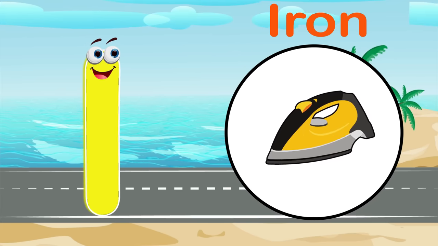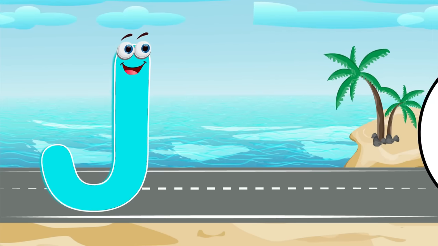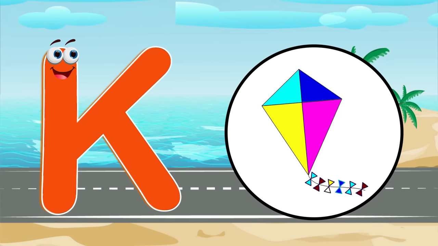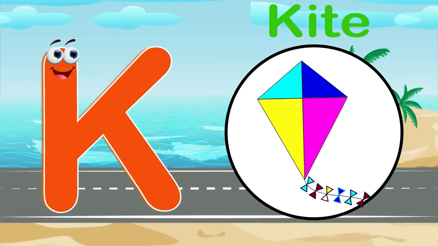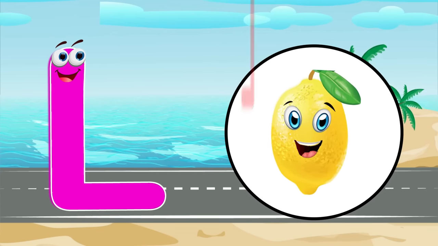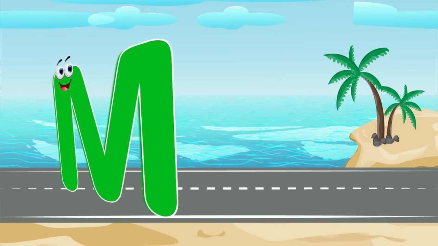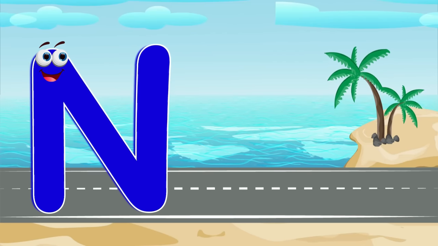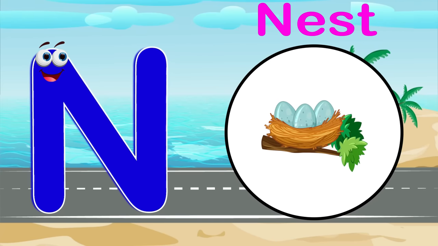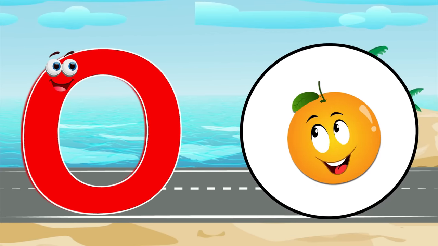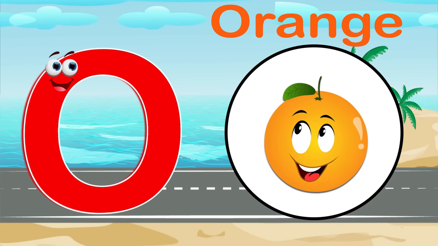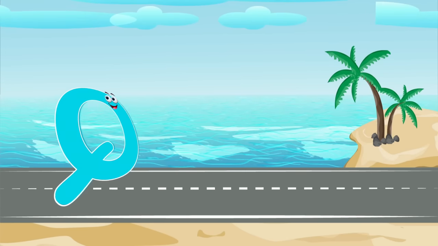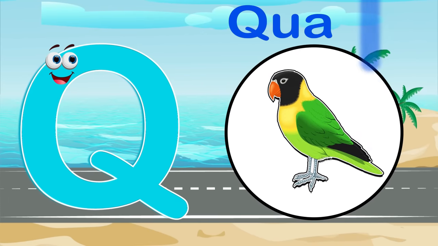I is for iron. J is for jam. K is for kite. L is for lemon. M is for mouse. N is for nest. O is for orange. P is for pencil. Q is for quill.